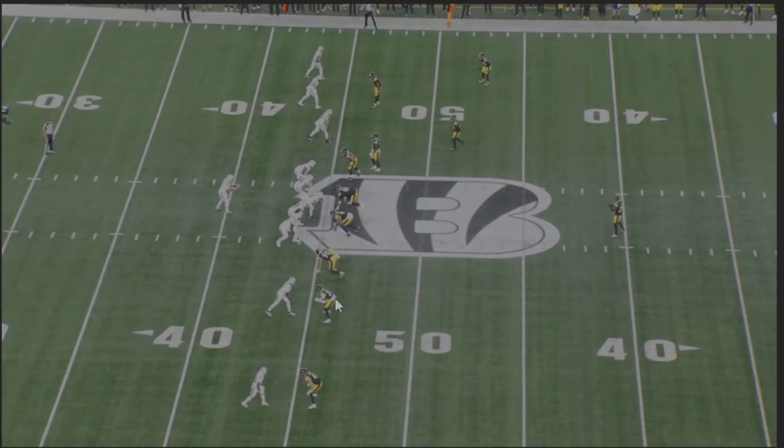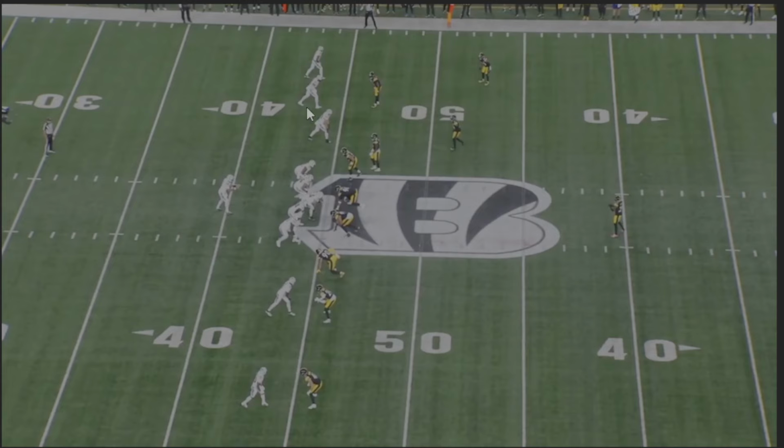That would be each one is 1 over cover 3. Each one's responsible for a third of the field. That's the first thing I'm going to tell you. Great knowledge. We're really moving now. So what Joe Flacco is probably reading right here is this cover 1, which means a single high safety.